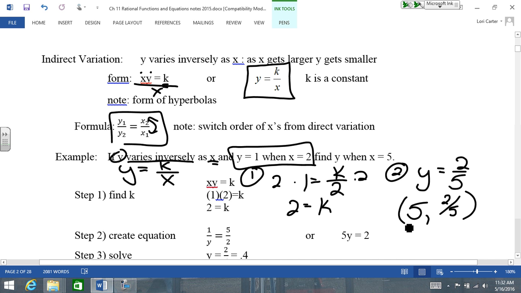Okay, that's how you find an indirect variation. Now we gotta graph it. This is a little bit different.